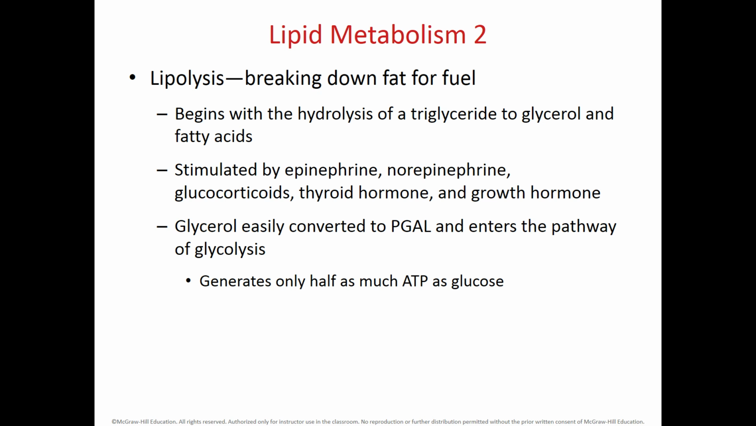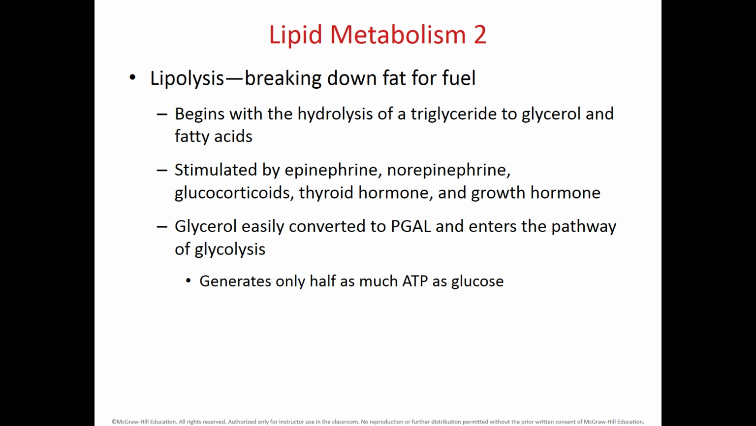So lipolysis is the breaking down of fat for fuel, and it begins with the hydrolysis of triglycerides into glycerol and fatty acids. Lipolysis is stimulated by several hormones, including epinephrine, glucocorticoids, thyroid hormone, and growth hormone. So when someone is under stress, generally it will release epinephrine and then glucocorticoids, and then you start mobilizing all this fat storage, and then you can have energy to face that stressful situation.